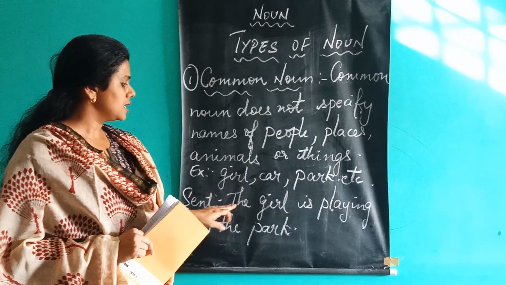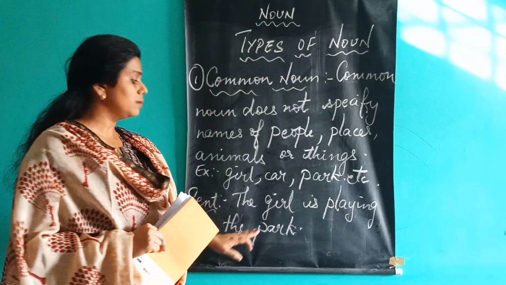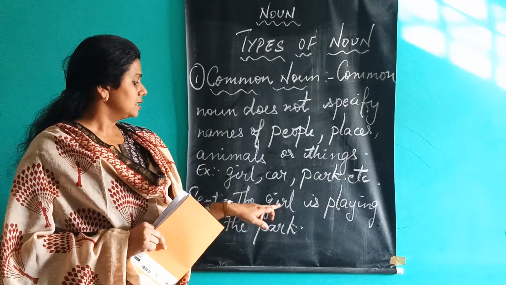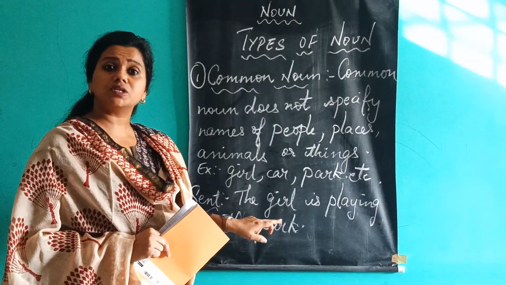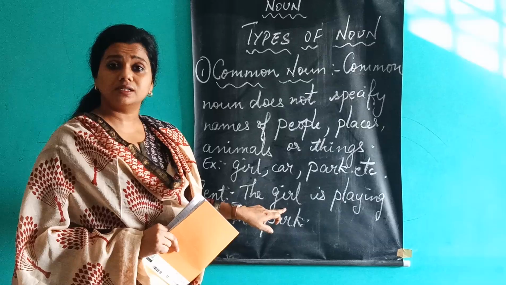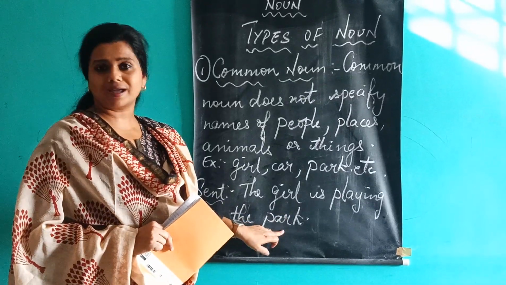Here in this sentence, the girl is playing in the park. In this sentence, common noun is girl and park. I am not giving any further information about the girl, which girl it is or which park it is.